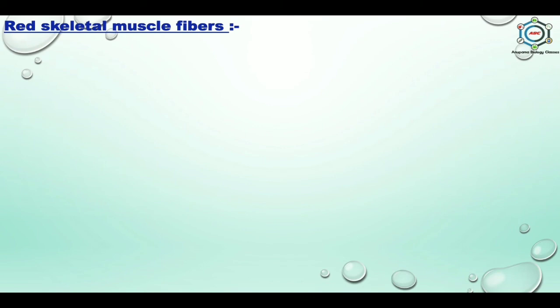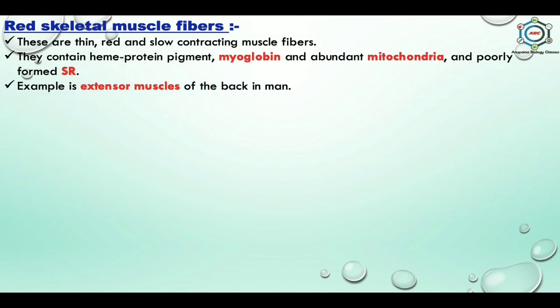Now, the skeletal muscle fibers. Skeletal muscle fibers are of two types, red and white. First are the red skeletal muscle fibers, and these are thin, red, and slow contracting muscle fibers. They contain a heme protein pigment, that is myoglobin, and abundant mitochondria and poorly formed sarcoplasmic reticulum.